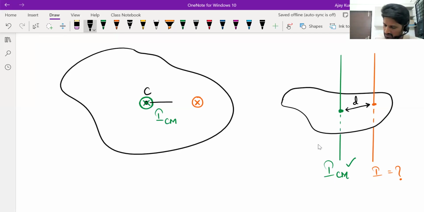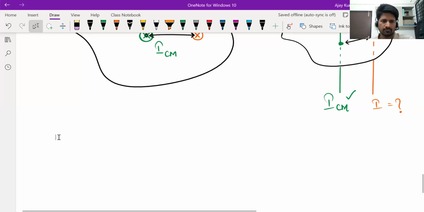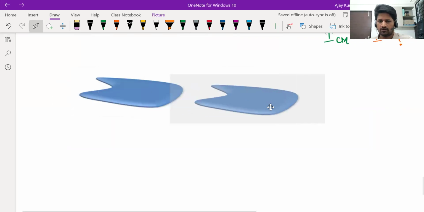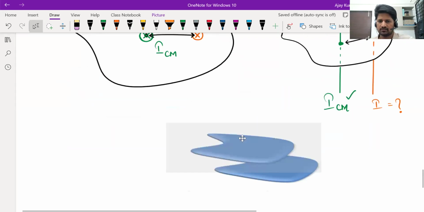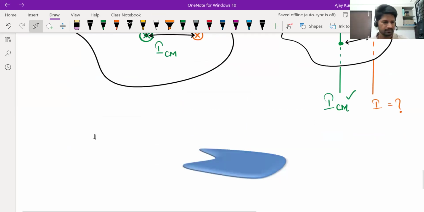In this diagram also, you can consider this distance as d. Now what I have done here is, I have taken a flat system. Flat means planar system, like a plate. Just a moment, I'll take another diagram. For better visualization, we can consider something like this. So this is a flat object that I have taken, a flat lamina of a random shape.